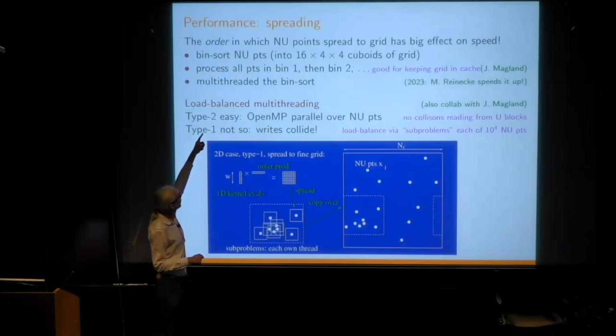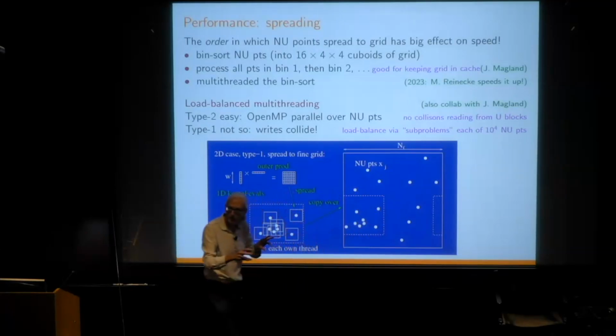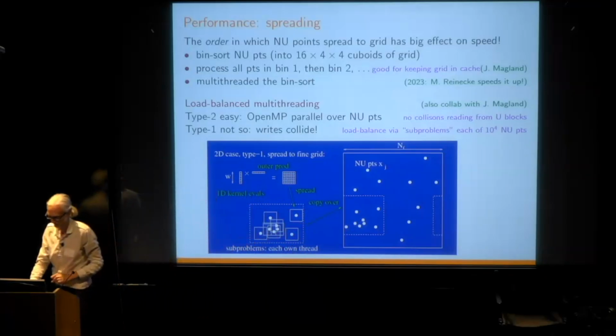Interpolation, the opposite of spreading, parallelizes well in OpenMP. Writing to an output grid doesn't parallelize well because the threads collide. So you actually have to write to a smaller box. Each thread writes to its own box, and then every now and then you copy 10,000 points over to the main grid. Okay.